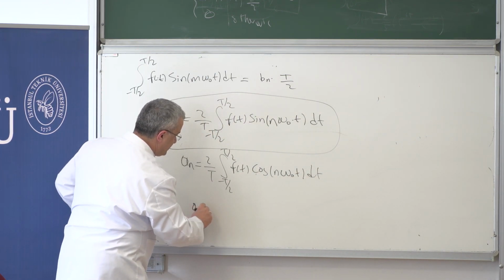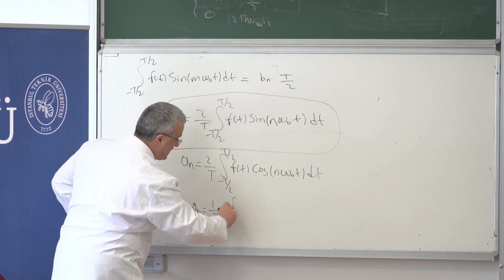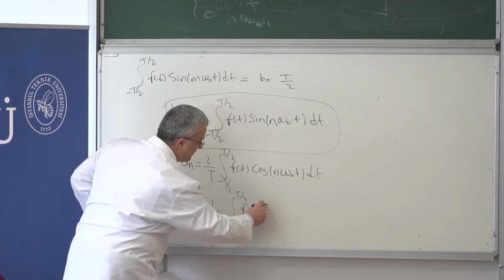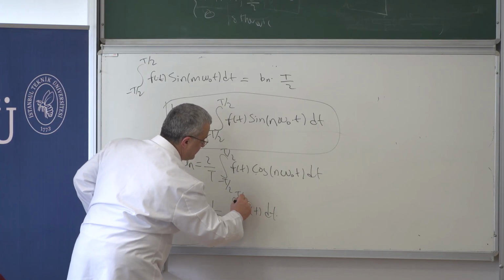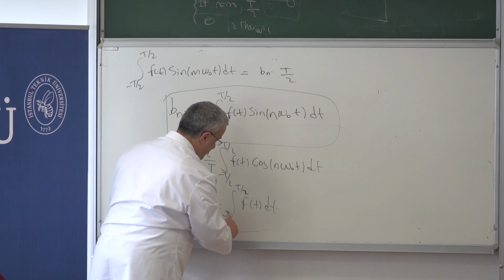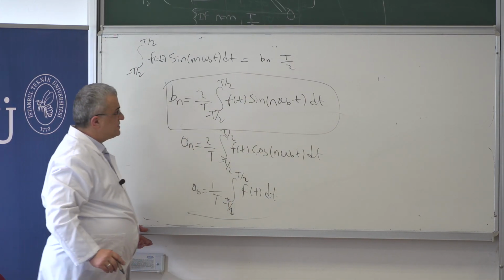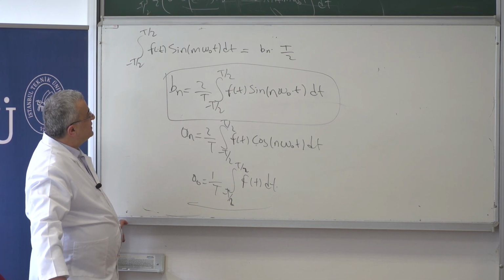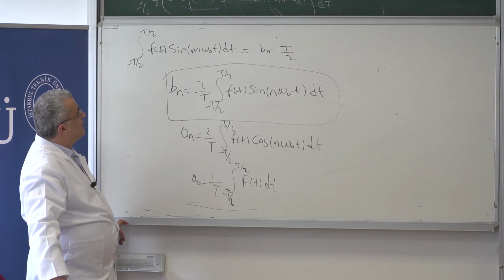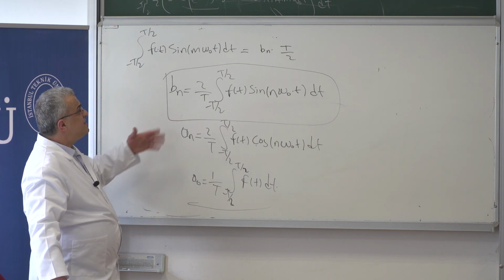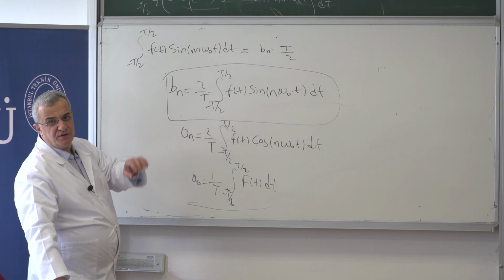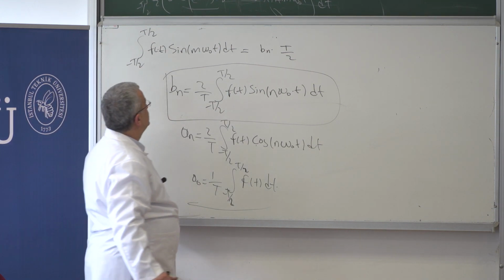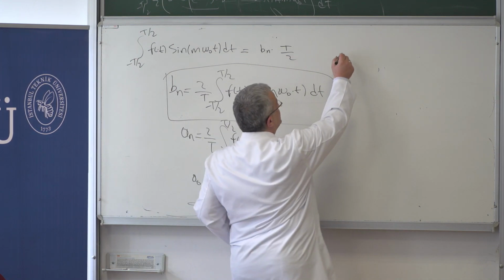A0 is special. It is 1 over T. So this is how you can represent any periodic function with some mild conditions attached to them with a Fourier series. And of course, the Fourier series, let me write it here.